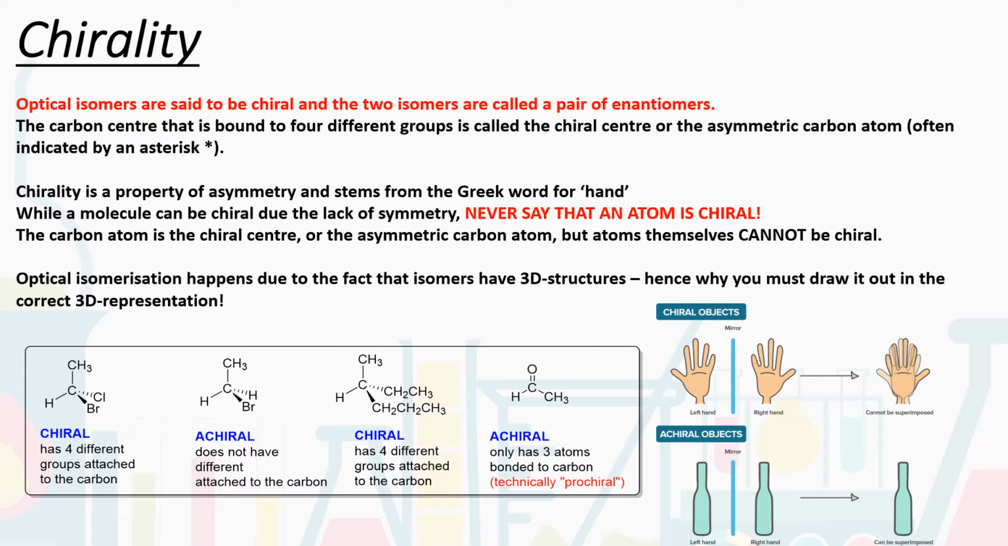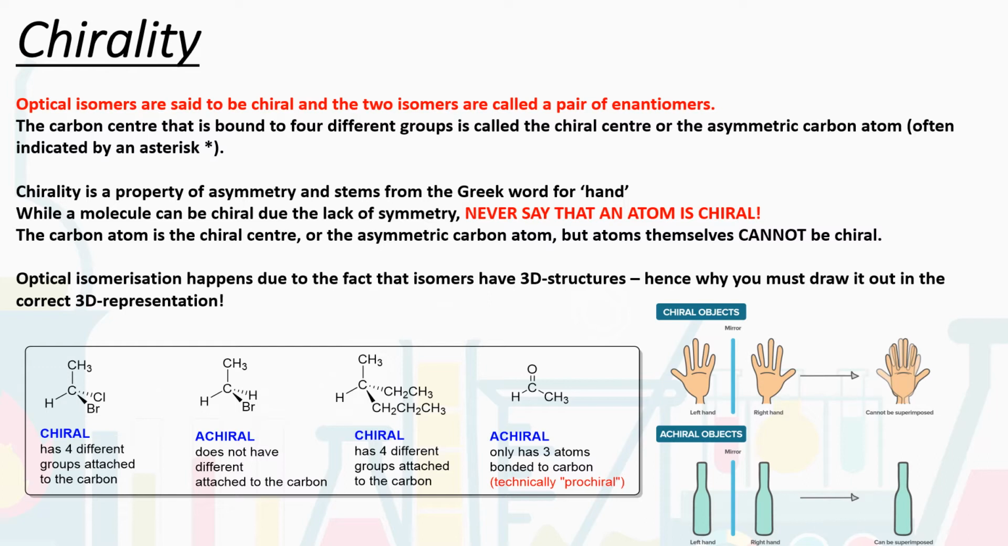Now, while the molecule can be chiral due to the lack of symmetry, never ever say that an atom is chiral. So never say that we have a chiral carbon atom. The reason is that atoms themselves cannot be chiral. An atom on its own, we can't talk about the symmetry of the atom. It's just an atom on its own. The molecule is what we talk about the symmetry for, and the molecule, therefore, is the thing that is chiral.